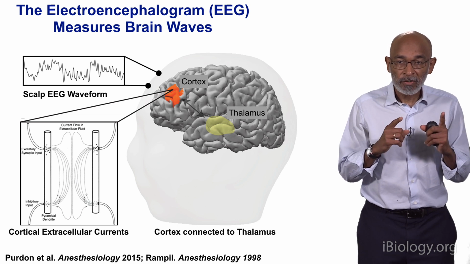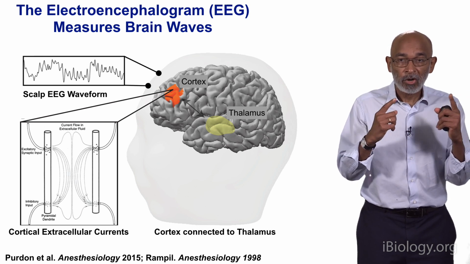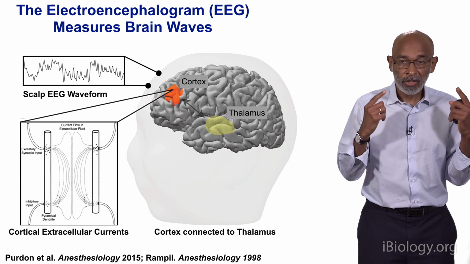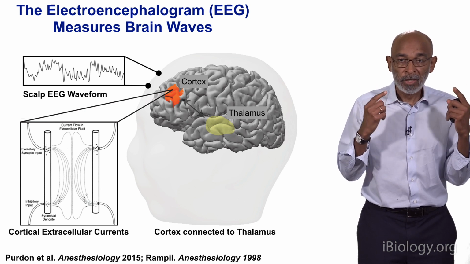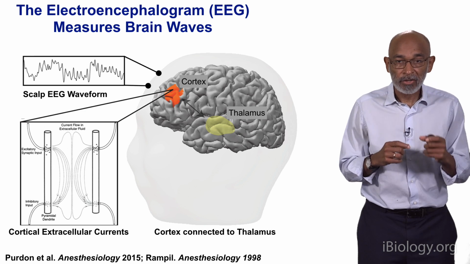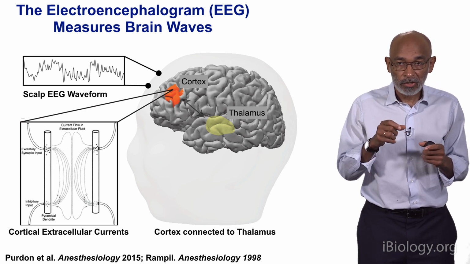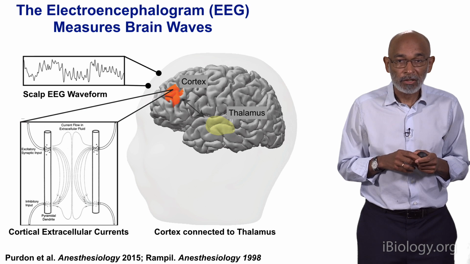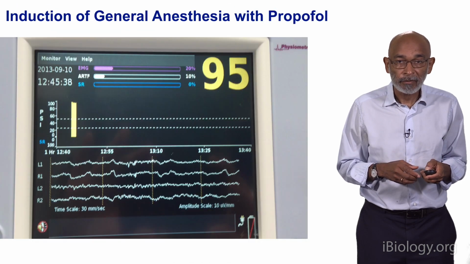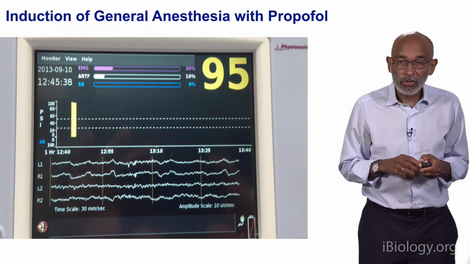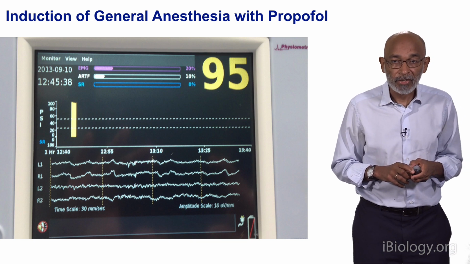So this is one of the first key ideas. There are always currents flowing in the brain, right? And these currents appear as oscillations in the EEG when you put the EEG electrodes on someone's head, right? So let me show you what this looks like for someone receiving anesthesia.